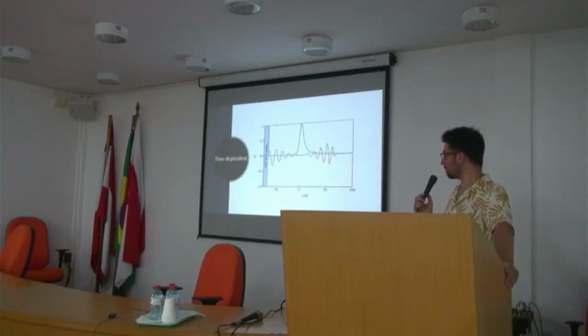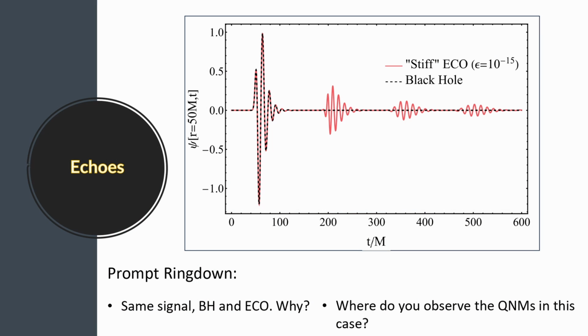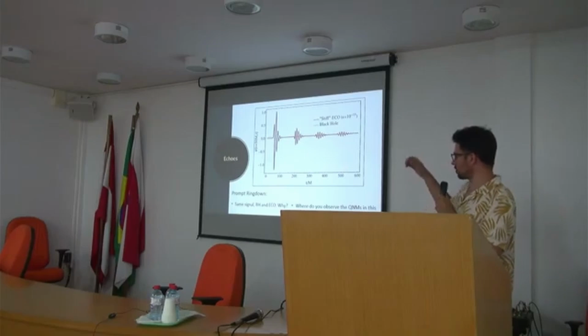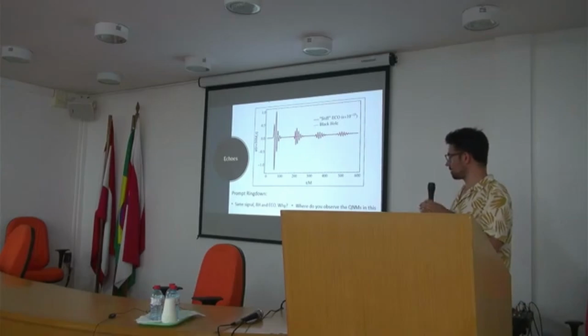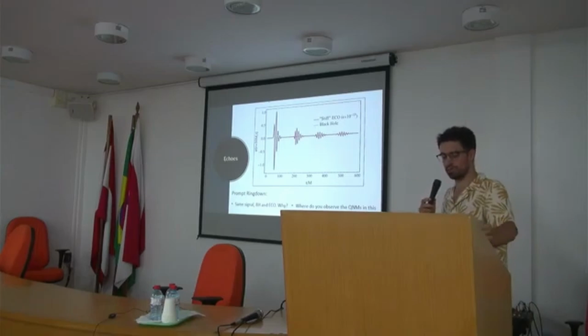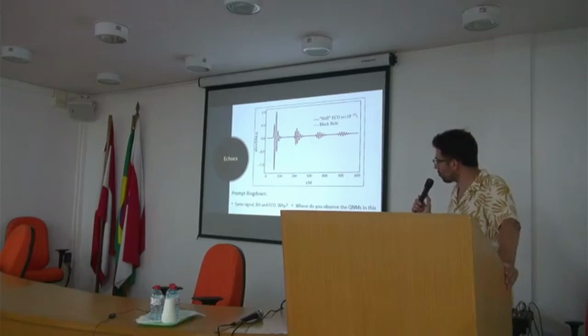Now, if you are at infinity, this is what we'll see, something like this. For the black hole, the dashed black line is the figure that we had before. But for an exotic compact object, you'll see this repeated signal that will appear periodically after the first prompt ringdown. If you look at the left part, the signal for the black hole and the red curve are really overlapped.